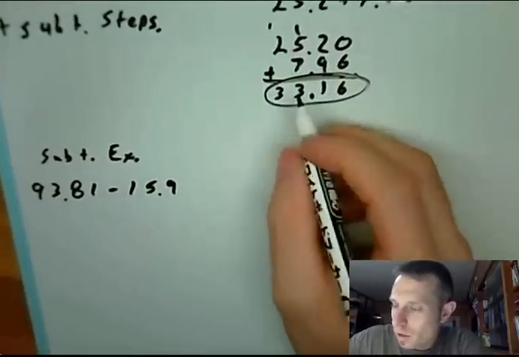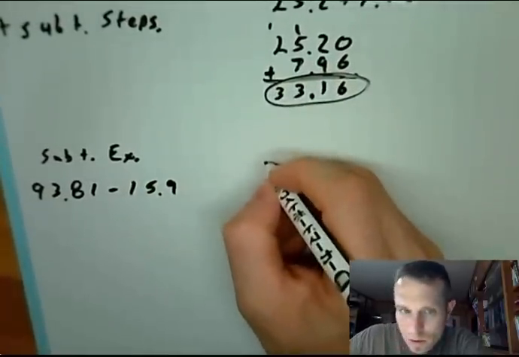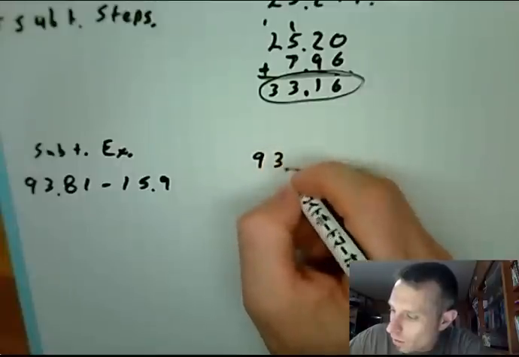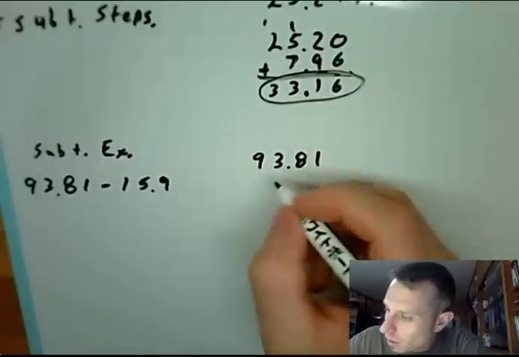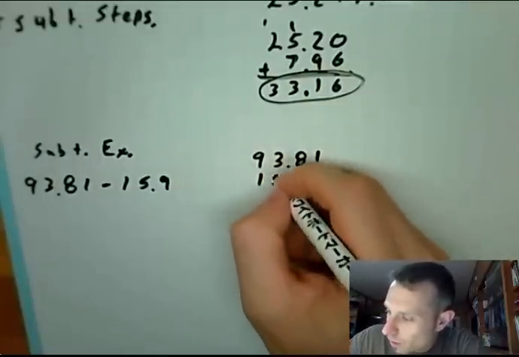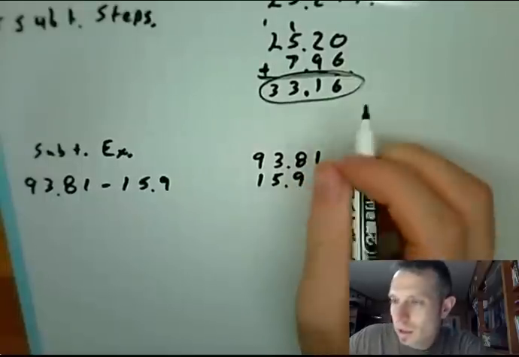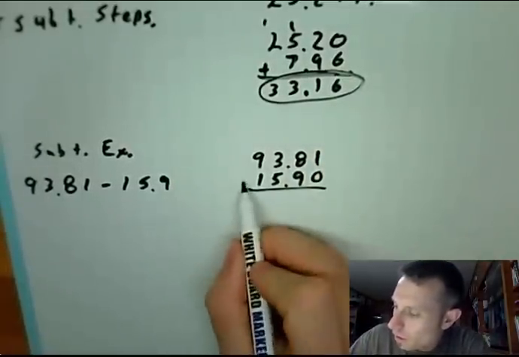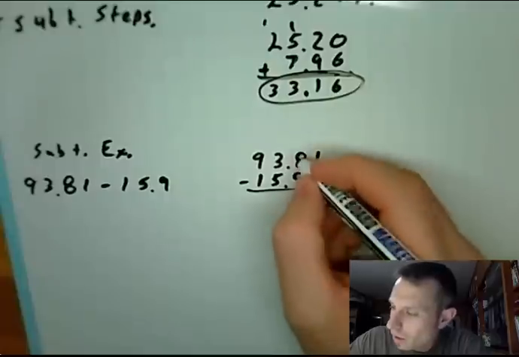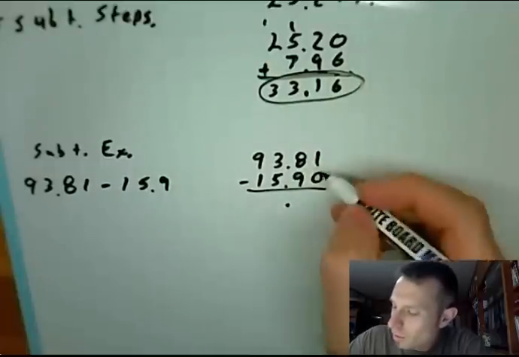15.9. Okay, so step one is to line up the decimals. So I have 93.81, and this was 15.9. Step two is fill in the zeros. There'll be a 0 here. Draw the line and subtract. I'm going to carry down the decimal.